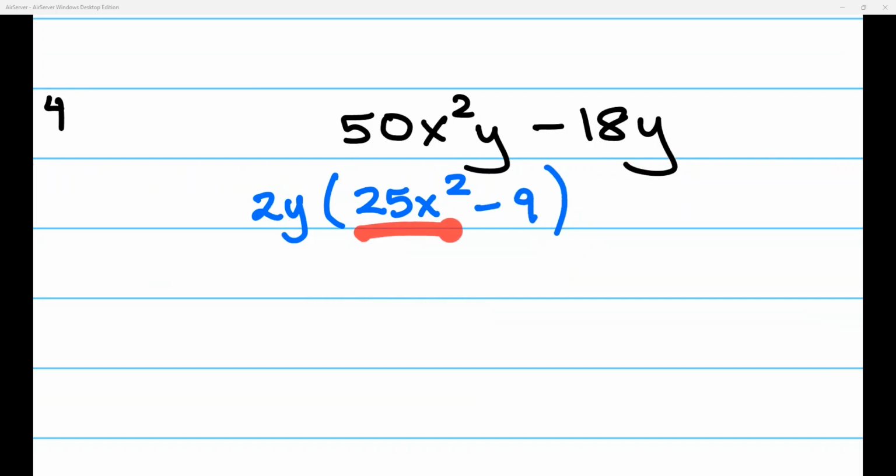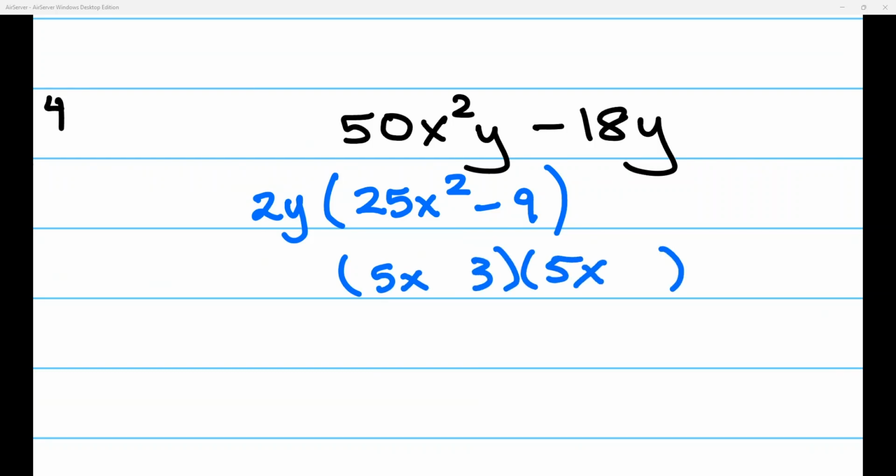Is this first one a perfect square? Yep, it's a 5x times a 5x. And this one looks like a 3 times a 3. So I write this as 5x times a 5x and a 3 times a 3. Make one positive, make one negative. Bring down your GCF.